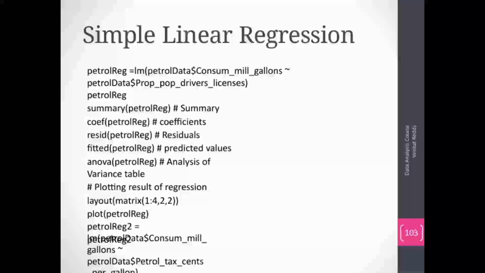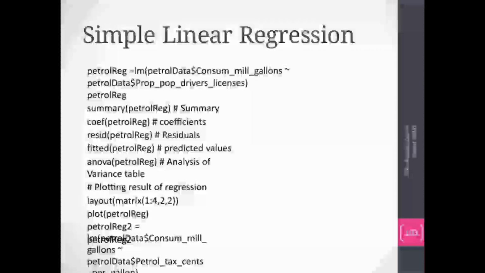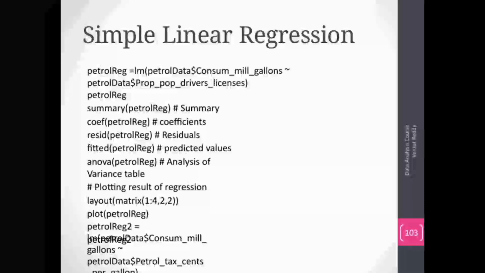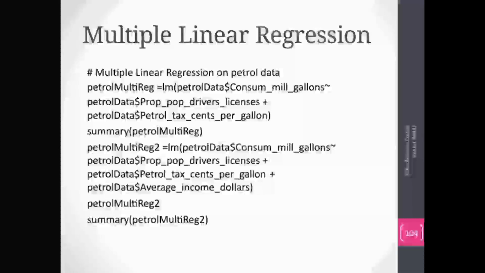Next, I developed a second model, petrol multi-reg 2, which adds average income in dollars as an additional predictor. Including income helps us see if economic factors further explain petrol consumption beyond licensing and taxes. When I look at this expanded model and its summary, I can compare it to the first to assess whether adding income improves our understanding of the data.